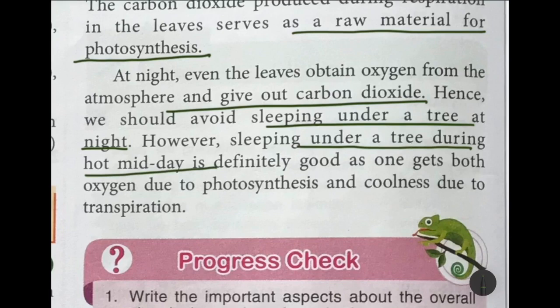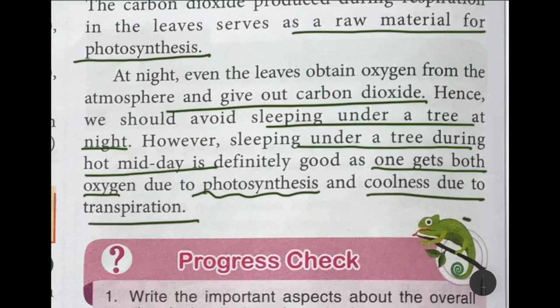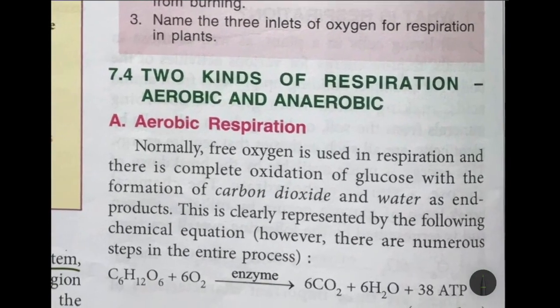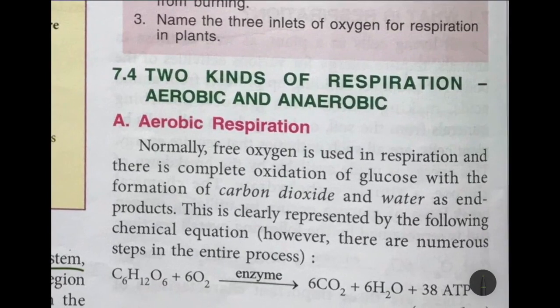Why? Because a person will get both oxygen, because the plant will perform photosynthesis, and because of photosynthesis lots of oxygen will be given out. And not only that, the area around the tree will be cool, because the leaves also give out water vapor due to the process of transpiration. Okay, now children, there are 2 types of respiration, aerobic and anaerobic.